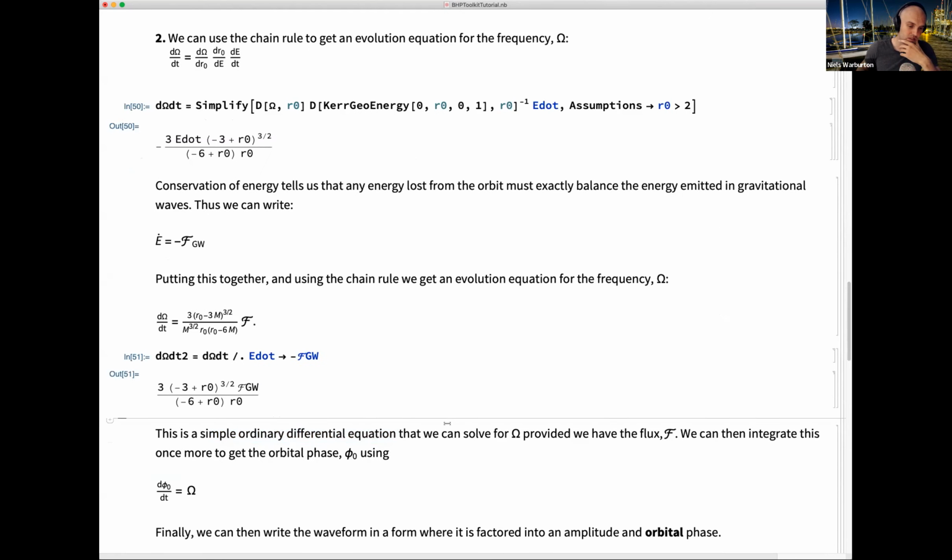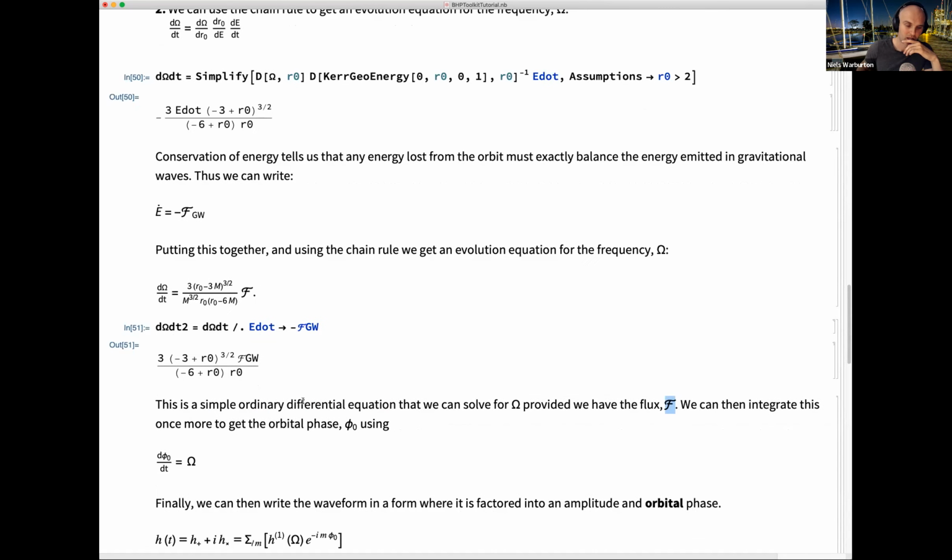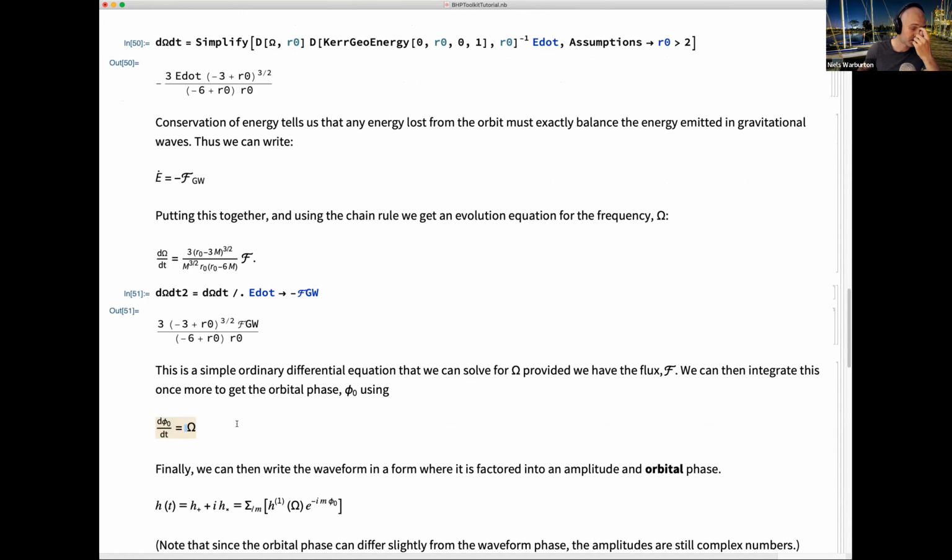This is a very simple differential equation that we can solve for omega once we know the flux, which we'll compute using the Teukolsky package in a moment. Once we know the evolution of omega, we can integrate once more to get the evolution of the orbital phase. So d phi 0 by dt, where phi 0 is the orbital phase, is just equal to capital omega. That gives us the inspiral.